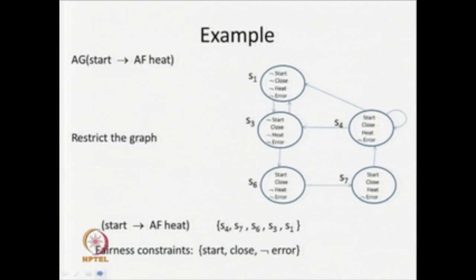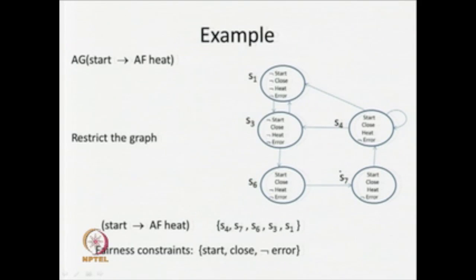After that, we have to look for those fairness constraints. For our example, we will see what the SCCs are. Once you get the SCCs, you see whether in this SCC start, close and not of error are true or not. I have a loop here, so wherever you go, you can go to any other state. You will find that either start is true, close is true, or not of error is true. So one of these fairness constraints will be true.